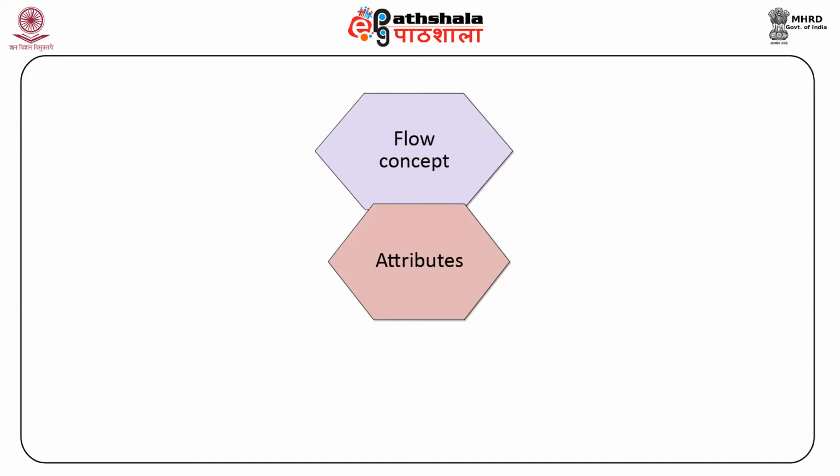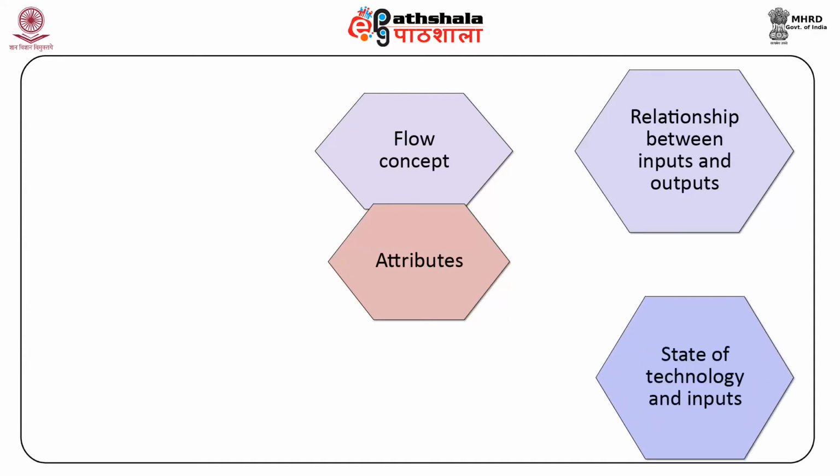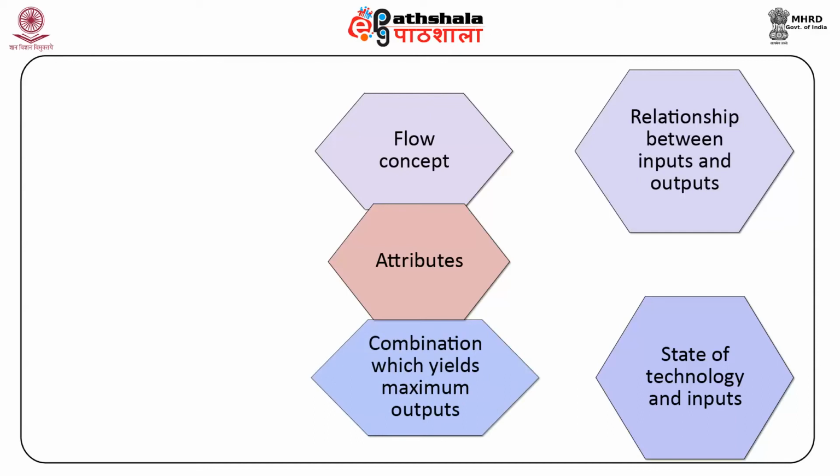Second, a production function is a technical relationship between inputs and outputs expressed in physical terms. Third, the production function of a firm depends on the state of technology and inputs. Fourth, from the economic point of view, a rational firm is interested not in all the numerous possible levels of output, but only in that combination which yields maximum output.